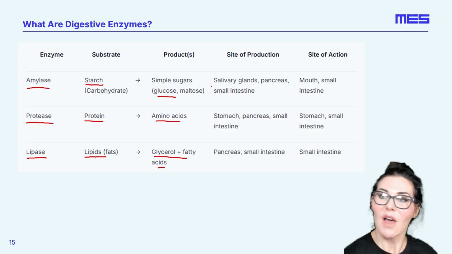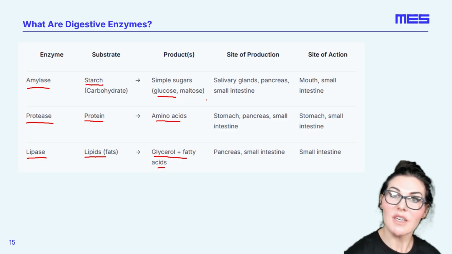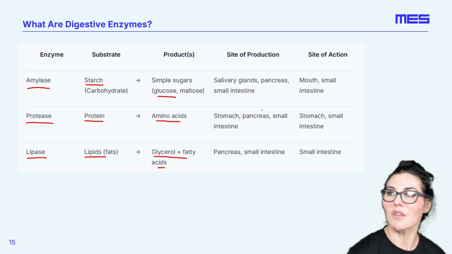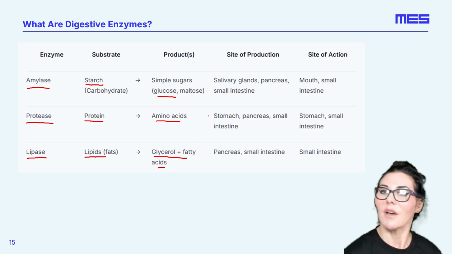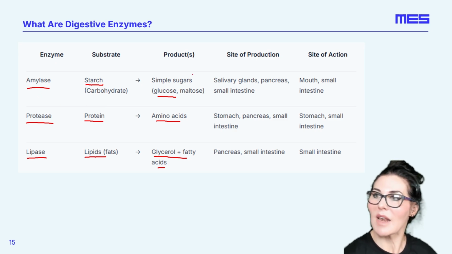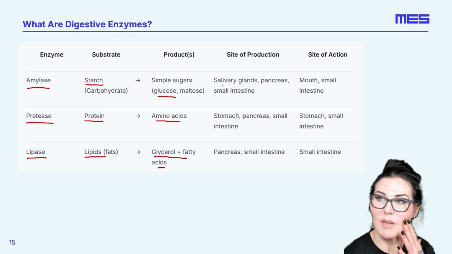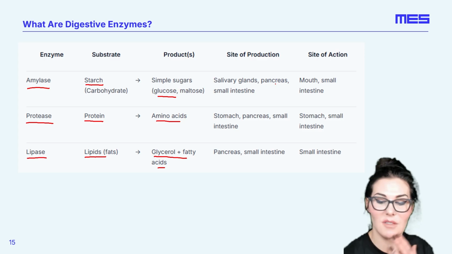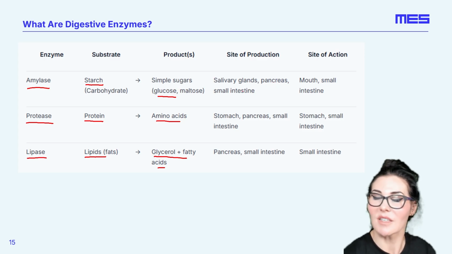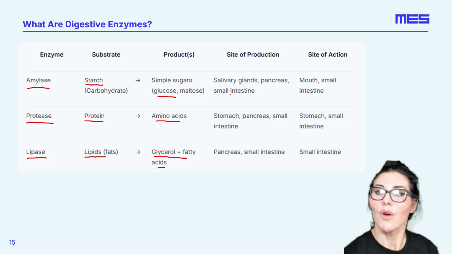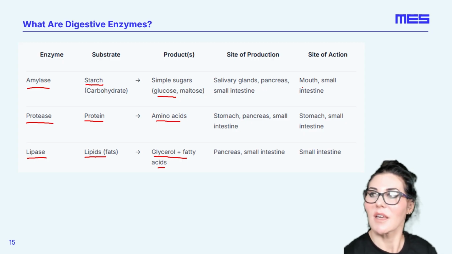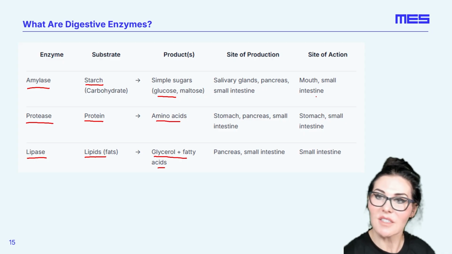You need to know where the different enzymes come from in the body, and you also need to know the site of action, so where they act, because they might be produced in a certain place, but they don't act there. Let's go back over them again. Amylase comes from the salivary glands in your mouth. The pancreas secretes enzymes into the small intestine, and the small intestine lining itself secretes these enzymes. Where this enzyme acts is in food as it enters the mouth and as food enters the small intestine.